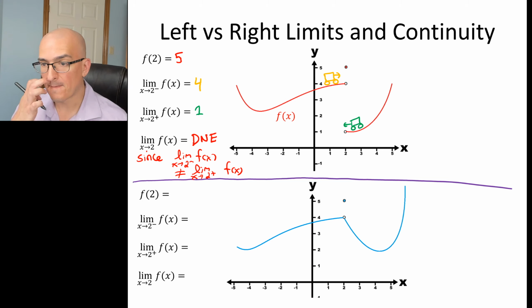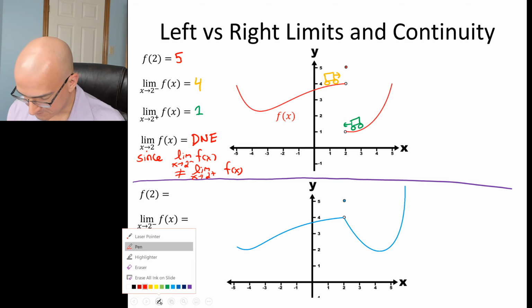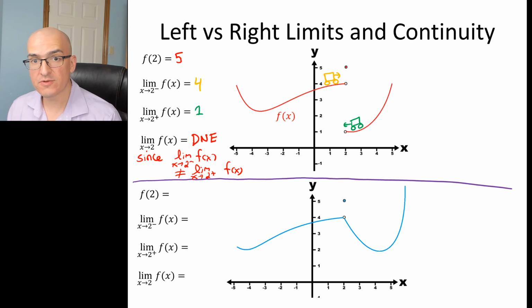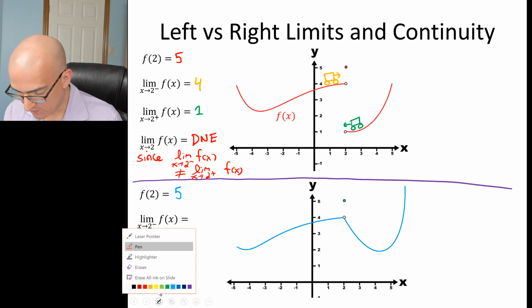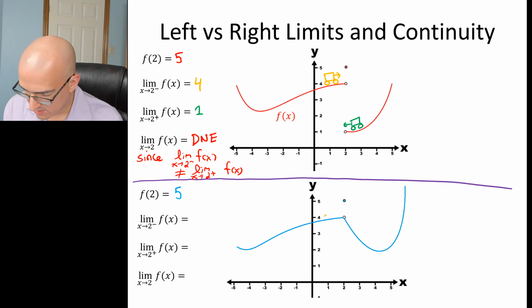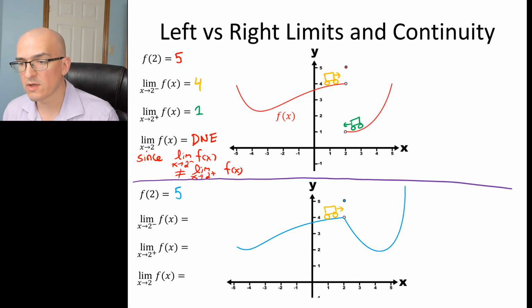All right, next problem. f of 2. So we go to an x value of 2, and then we go up until we see the filled in circle, and we read off the y value. So the y value here is 5. Now the next piece, we're taking a limit from the left, so I'm going to draw a math car to the left of that point on the curve and push that math car towards that x coordinate, and the y coordinate that I read is 4.